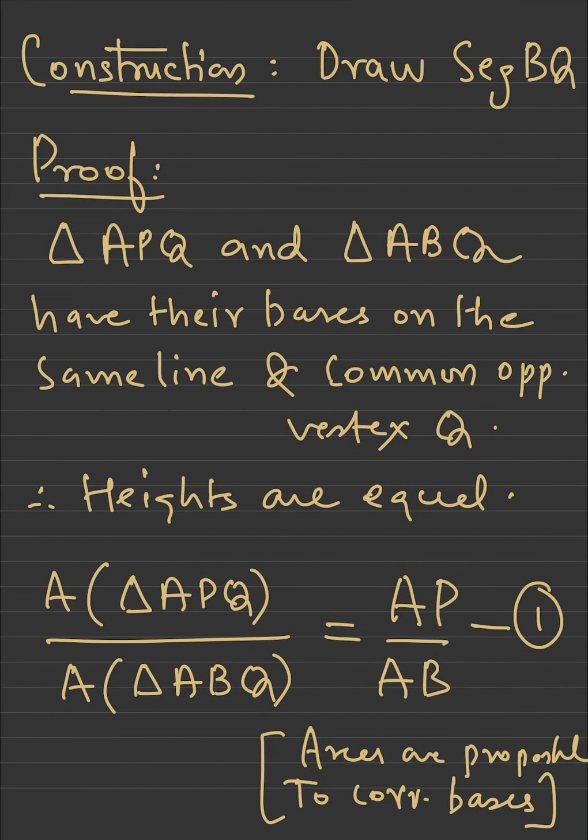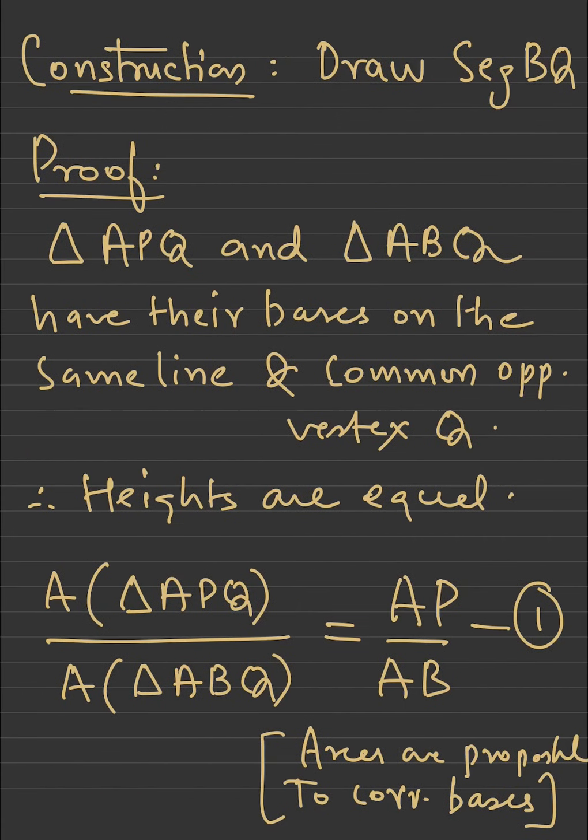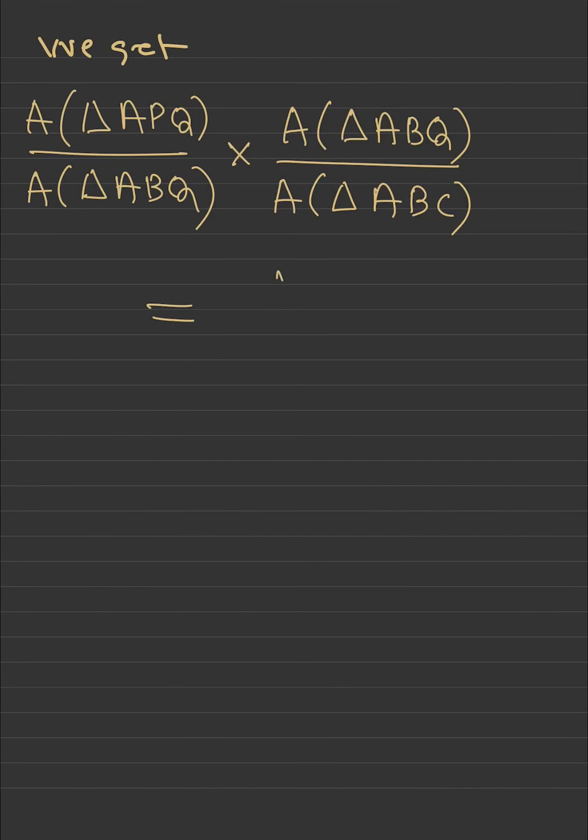you will get area of triangle APQ upon area of triangle ABQ into area of triangle ABQ upon area of triangle ABC. This is left hand side into left hand side is equal to RHS into RHS. The right hand sides are AP upon AB into AQ upon AC.